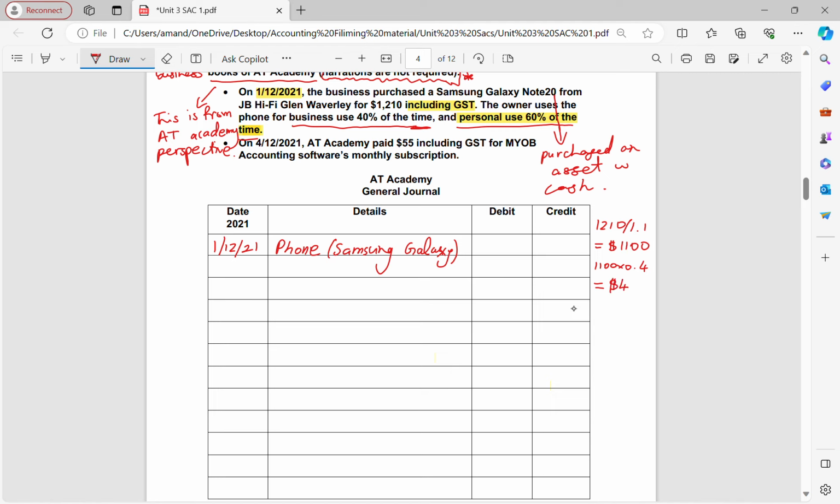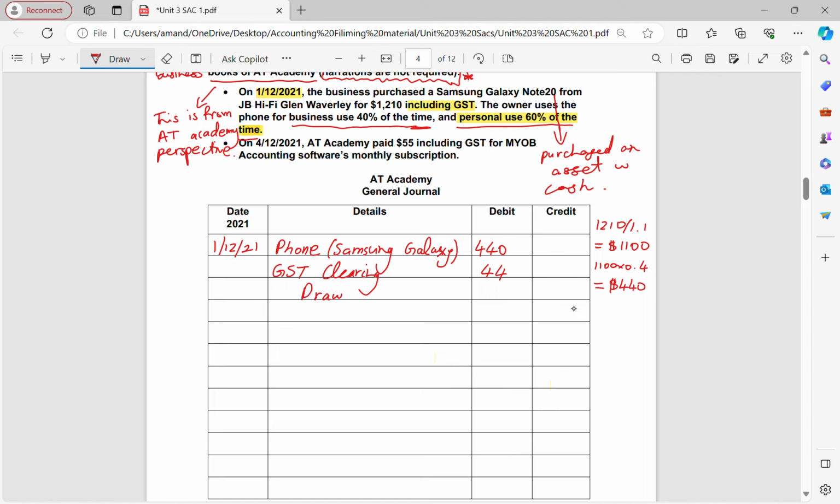440. So this is the actual part of the business's asset, because the rest of the time it's being used by the owner, right? But it's been paid by the business's cash. So we have actually only benefited 440 from that. Okay, now the GST clearing is going to be 44, 10%.